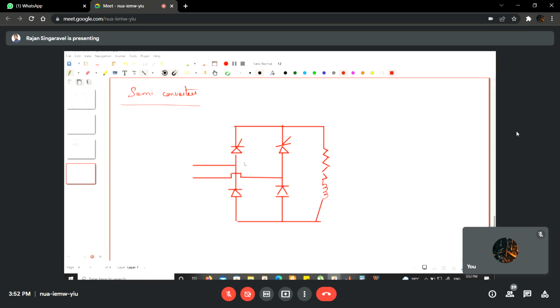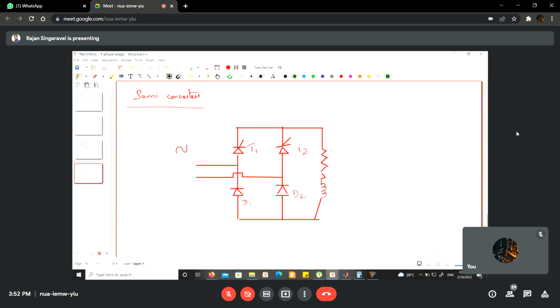Now, for the positive half cycle, this is T1 and the diode D2, and this is D1 and this is T2, right? The current flows in the direction which I am marking now. It starts here, enters T1 and flows to the load, and D2 is forward biased because now this is positive and this is negative, right? So D2 is forward biased and it completes the path like this.